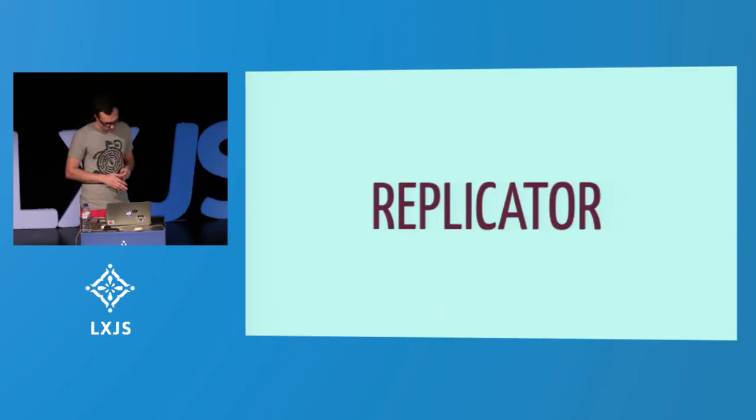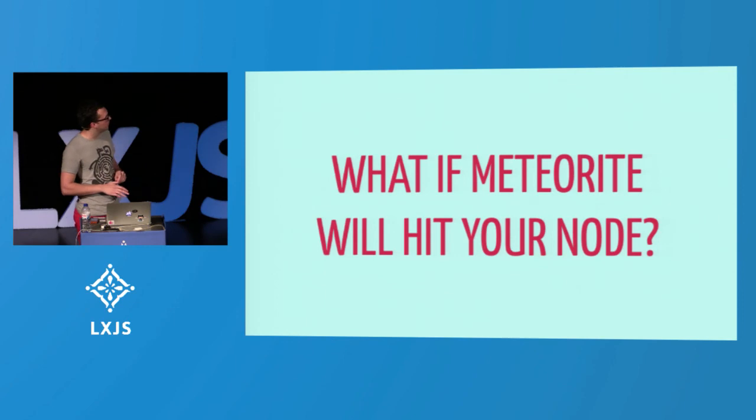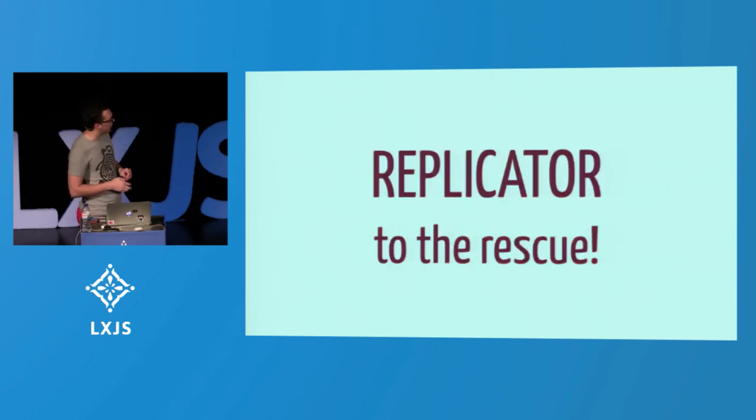Let's talk about replication. I mentioned this as one of the management tasks. Let's look at how it works for Backpack. That's the question we ask when we start doing something: what if a meteorite hits your node? We call it meteorite-driven development because we don't want downtime. We want to work even if some nodes are crashed by a meteorite. So the replicator is a node that actually moves data around.